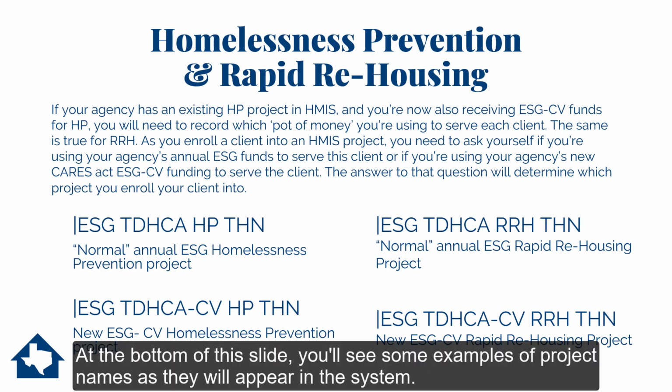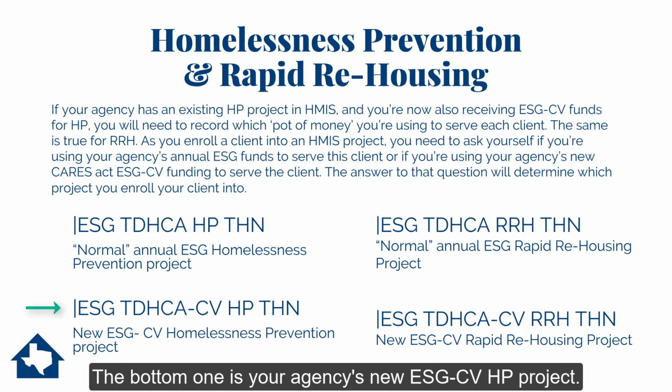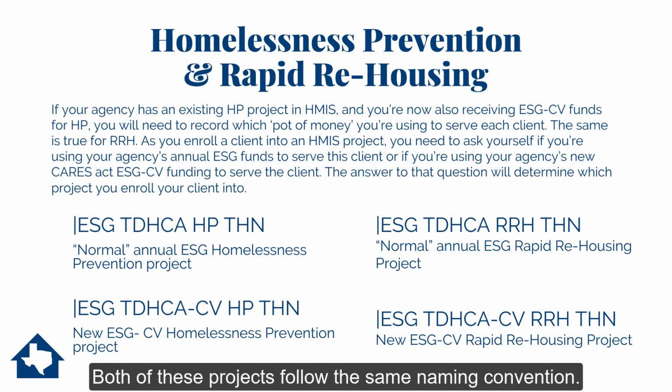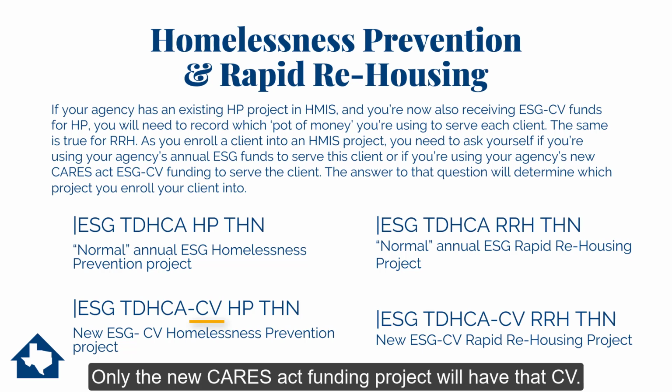At the bottom of this slide, you'll see some examples of project names as they will appear in the system. On the left side, the top project is your agency's normal annual ESG homelessness prevention project. And the bottom one is your agency's new ESG-CV homelessness prevention project. You'll see that both of these projects follow the same naming convention. They both start with ESG TDHCA, but only the new CARES Act funding project will have that CV.